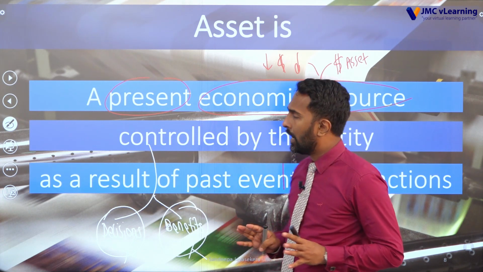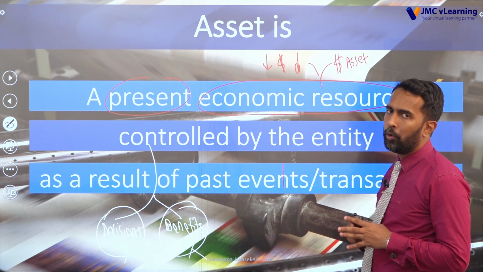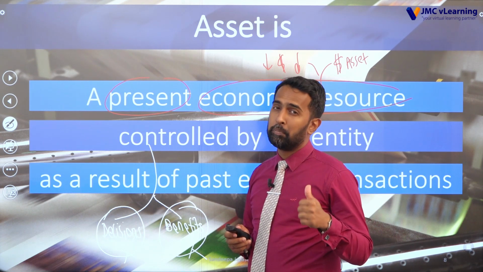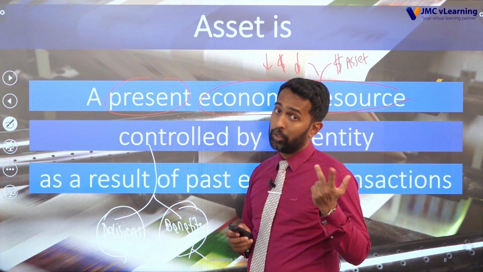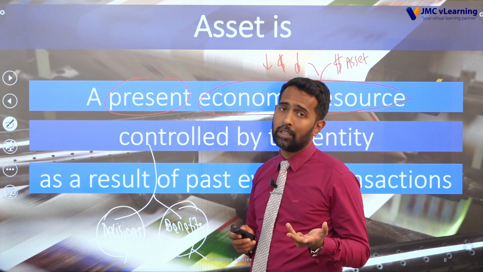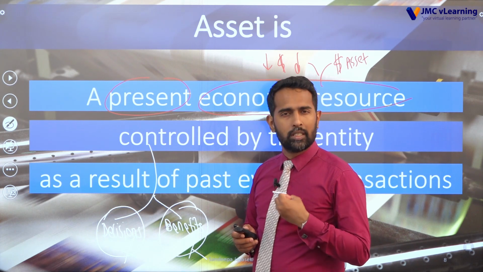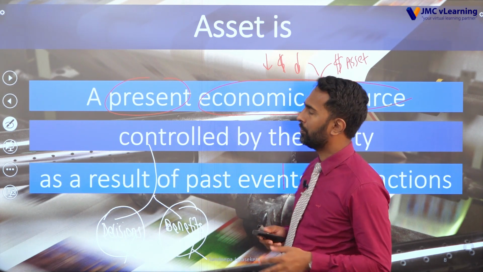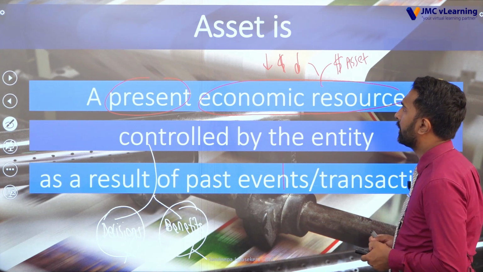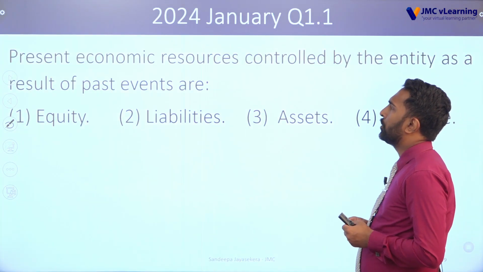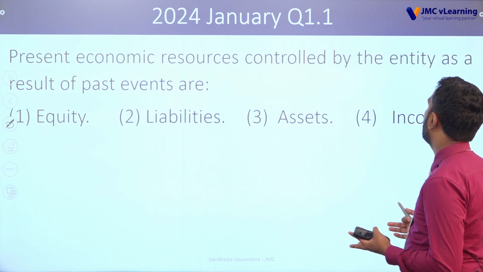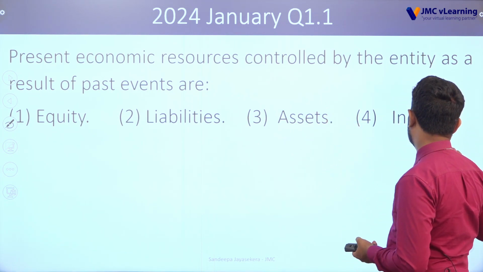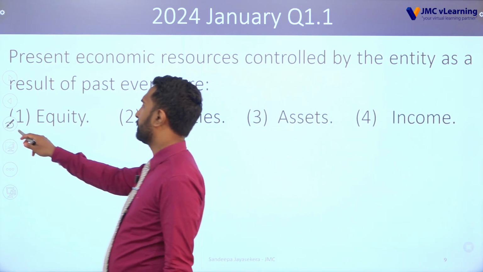Okay, so basically, in order to be an asset, these are the three definition parts. An asset is a present economic resource controlled by the entity as a result of past transactions and events. Easy, and you have to remember. So these are fundamentals. Clear? Right, we look at a question. Present economic resource controlled by the entity as a result of past events are assets.